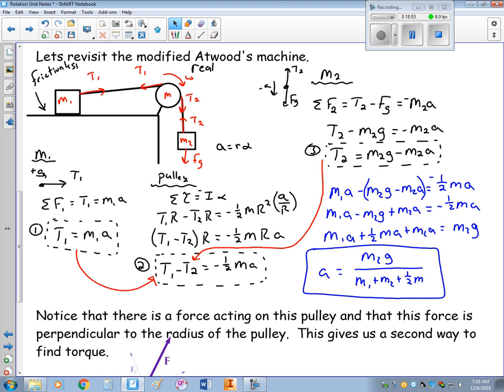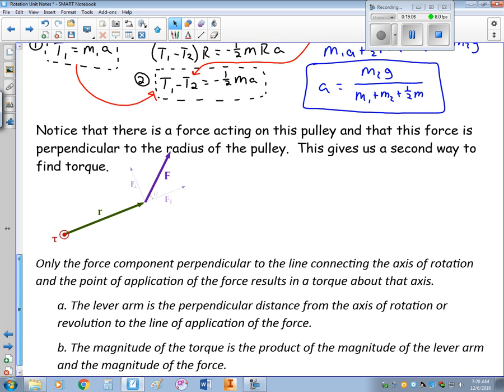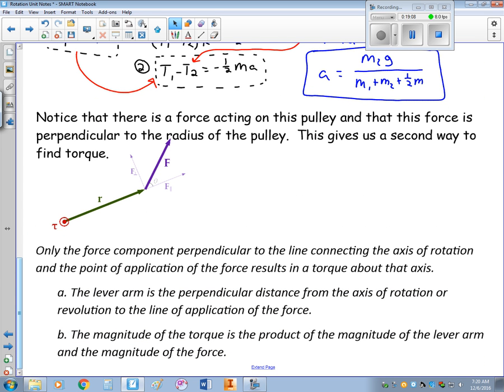It should look very, very similar to the expression we got for just two masses hanging on a pulley, except now we have to include the mass of the pulley. So notice that before that there was this force acting on the pulley, and the force is perpendicular to the radius of the pulley. So this is where we're going back to how we can find torque with the force times the lever arm distance.